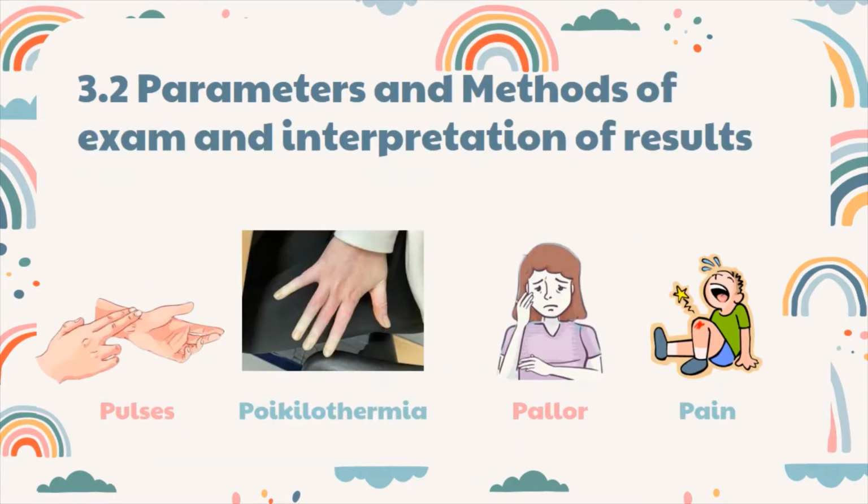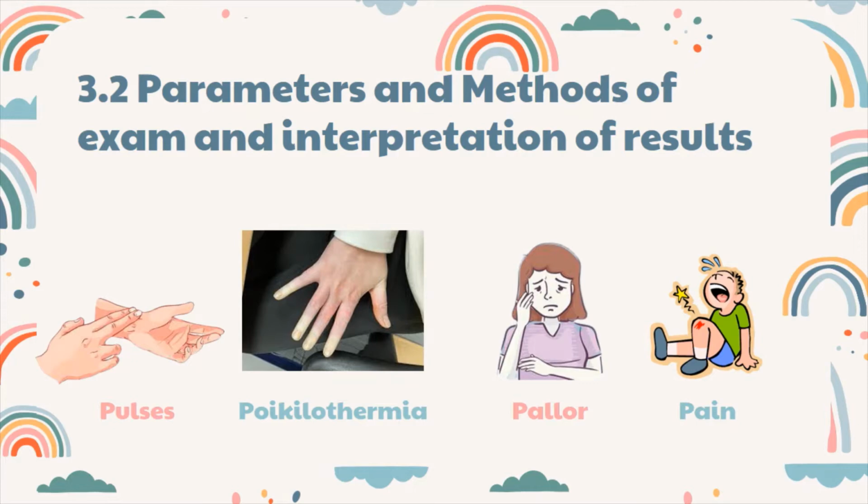The parameters and method of exam and interpretation of results according to Schreiber are: first, pulses. Assess upper and lower extremity peripheral pulses bilaterally. Be sure to assess for the presence of pulses distal to any injury. Use a 0 to 4 point scale. 0 means absent and 4 means strong or bounding, noting also if the pulse is weak, diminished, or absent. Use a marker to indicate a pulse palpation site that is difficult to locate.